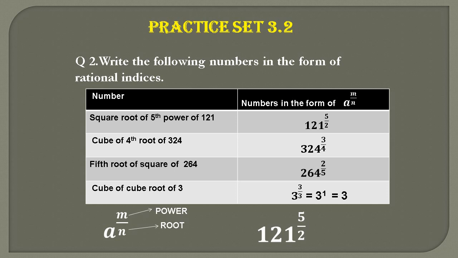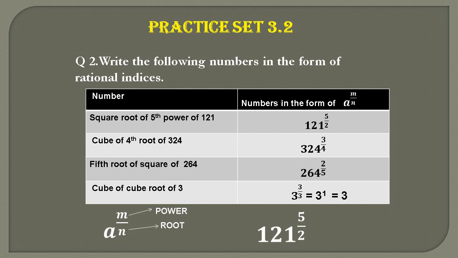Always keep in mind the number m is the power of the given number and n is the root of the number. Thus, to write index in the rational form, we have to write power in the numerator and the root in the denominator. Thus, square root of fifth power of 121 can be written as 121 raised to 5 by 2.